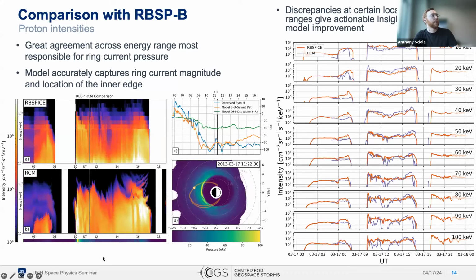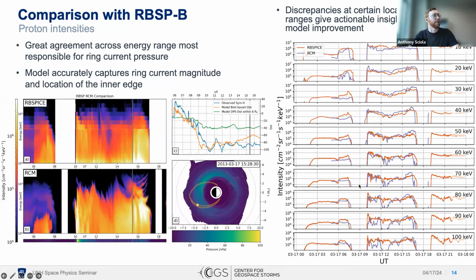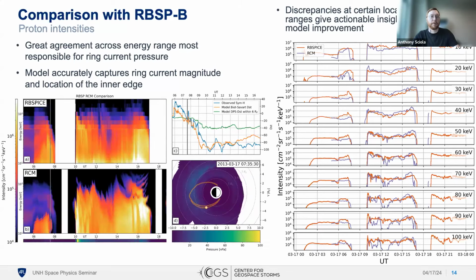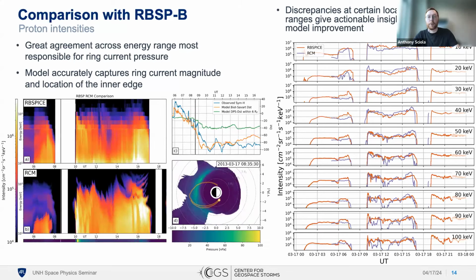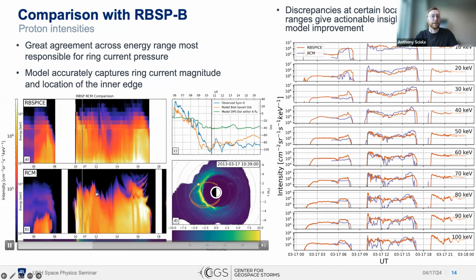But overall, it's showing that we're getting really good agreement across this energy range most responsible for ring current buildup, and that we're also capturing the high-level features such as the ring current magnitude and location of the inner edge here. But this is a very good agreement. I think one of the better agreements between data model comparisons as far as ring current intensities go.